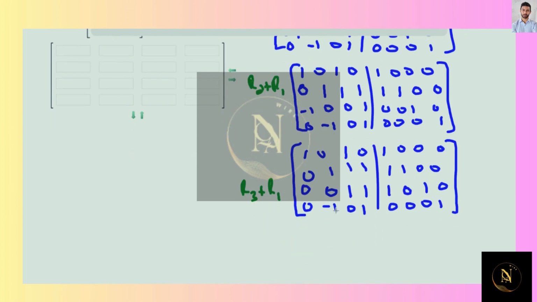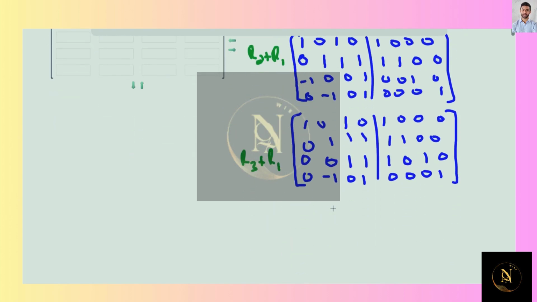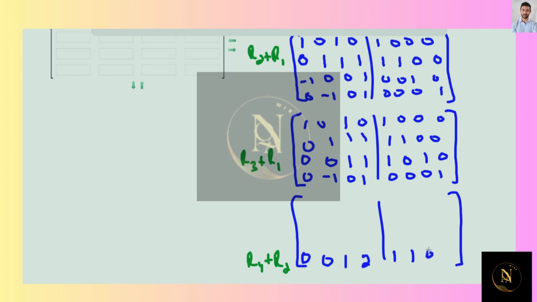Okay, now we need a 0 in row 4. Let's add row 4 to row 2 and put that into row 4. So we're adding row 4 and 2 together. We've got 0 plus 0, negative 1 plus 1, 0 plus 1, 1 plus 1, 0 plus 1, 0 plus 1, 0 plus 0, 1 plus 0.